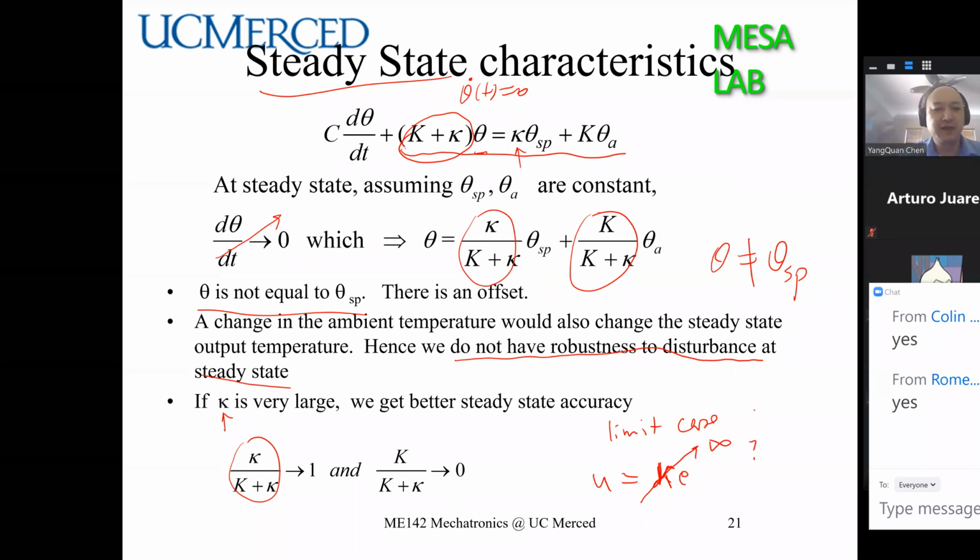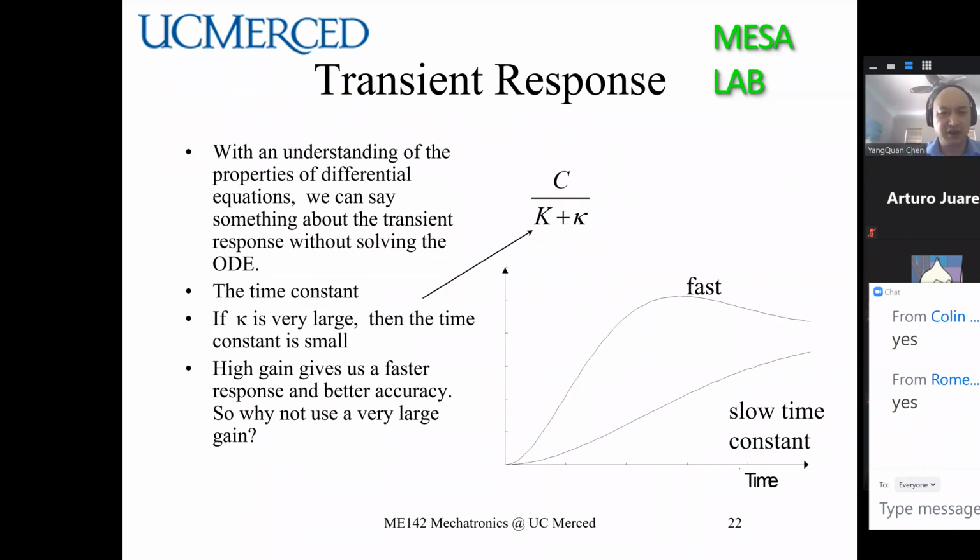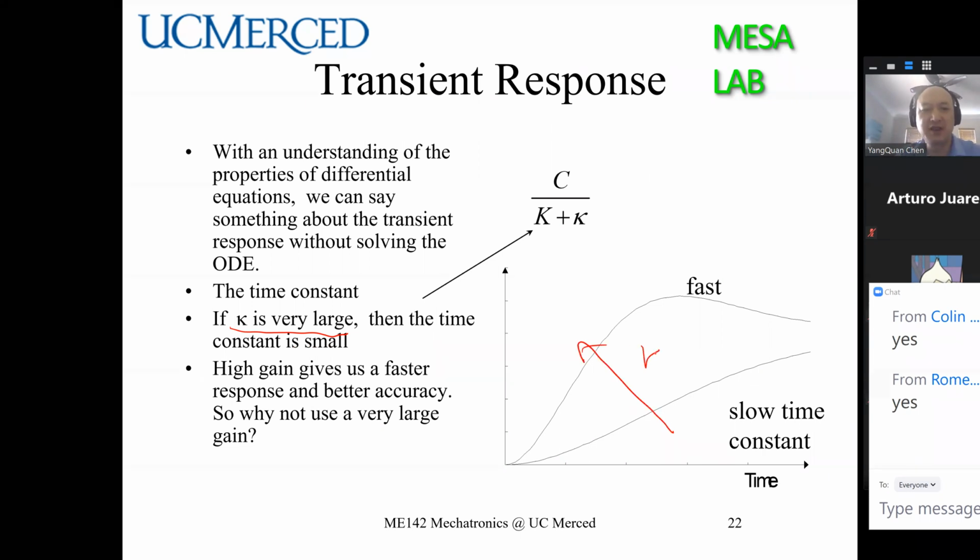The reason is, remember, you also have some noise in your measurement, okay? So this noise will also get amplified a lot. So then your actuator is constantly switching, high and low, high and low. So that is no good. If kappa is very large, then the time constant is very small. So the high gain gives us faster response and better accuracy.